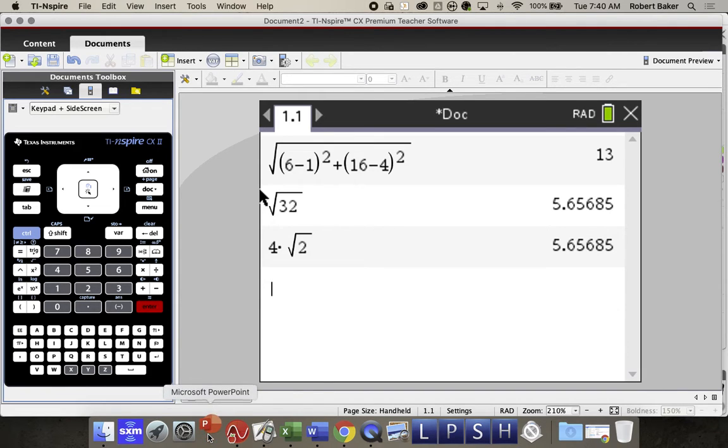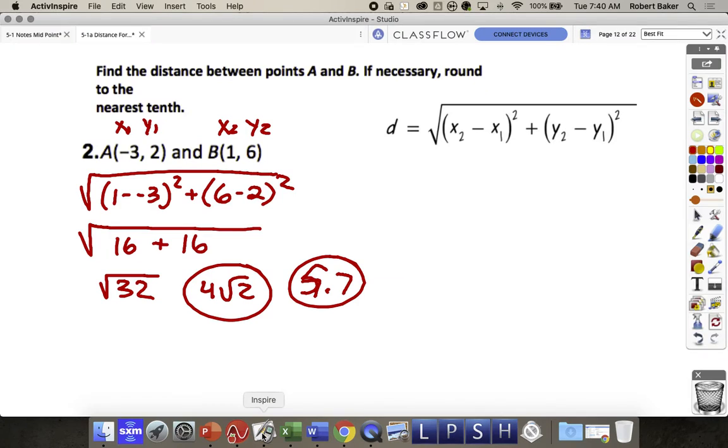So any one of those answers would be accurate. The distance from A to B is 5.7. The length of AB is 4 square roots of 2, or AB is the square root of 32 units long. All those numbers mean the exact same thing. They're all just written in different formats.